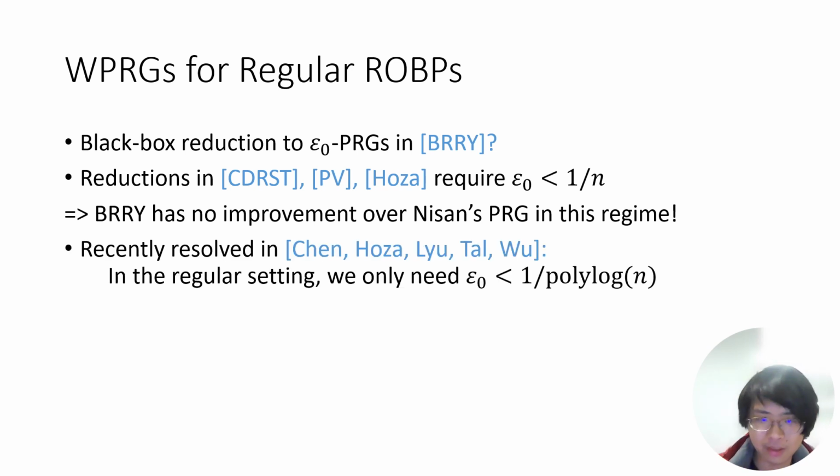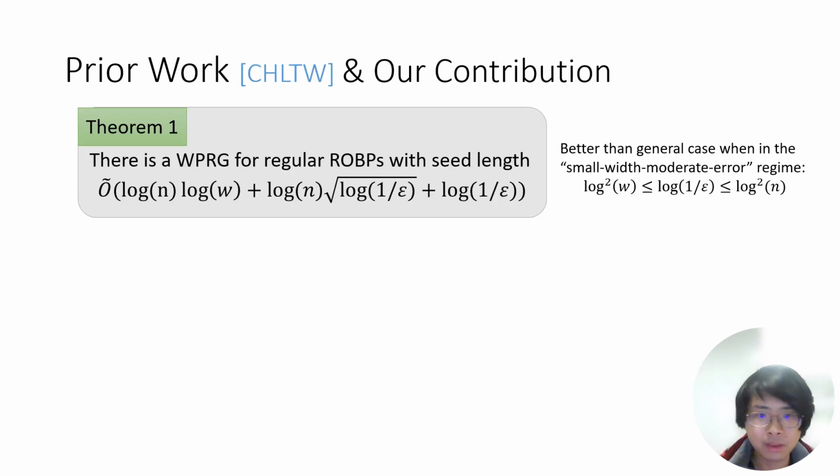But it turns out that this issue can actually be resolved, and it was also recently resolved by Chen, Hoza, Lyu, Tal, and Wu in FOCS 2023. They basically show that in the regular setting, we only need the base case error epsilon 0 to be smaller than 1 over polylog n. So as a consequence, they get the following theorem. The first theorem is that there is a weighted PRG for regular read-once branching programs with the seed length as shown on the slides. And this seed length is actually better than the weighted PRG for the general case when we are in a small width, moderate error regime.